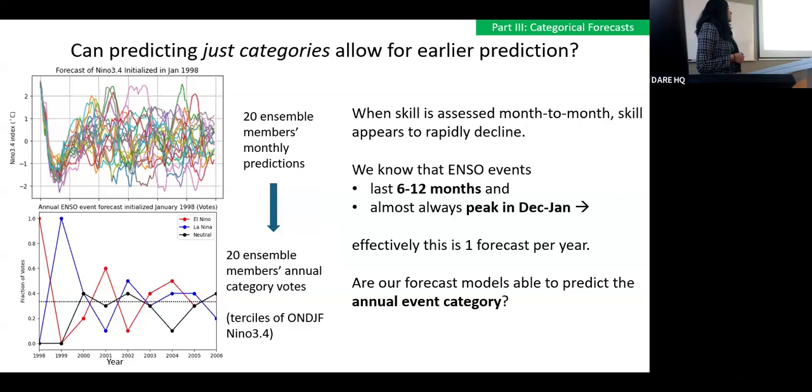So to do that transformation from a continuous thing to this discrete categorical forecast, we're just going to take the distribution and divide it into three. So we've got terciles. The uppermost tercile is an El Nino event, lowermost tercile is a La Niña, and the middle is a neutral year. We also know that on average, El Nino and La Niña events last about 6 to 12 months. And this means that you're only going to get one of them per year. You're only making about one forecast per year. So you don't need that full trajectory.